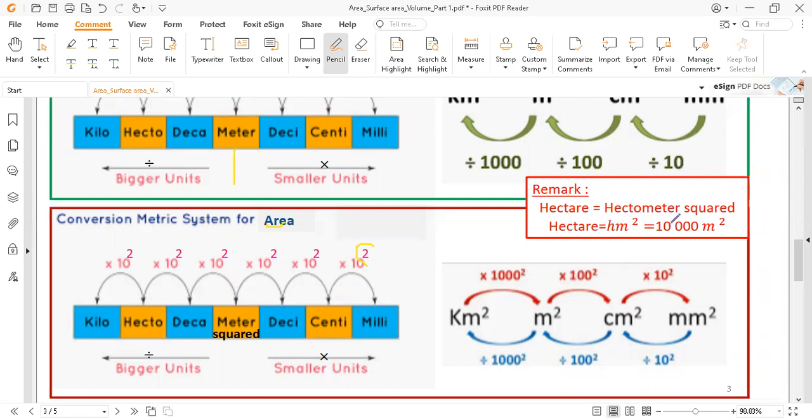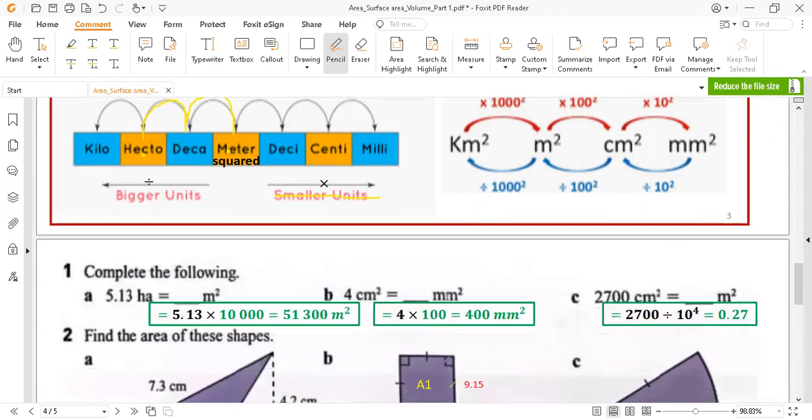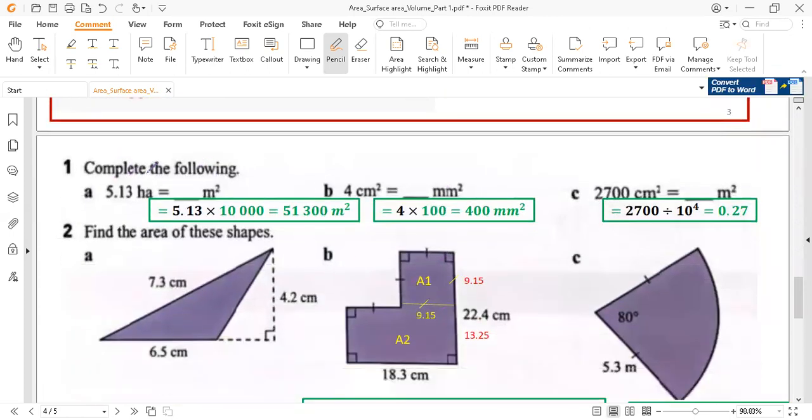So normally a hectometer squared is 10,000 meters squared, because we know the hectometer is 100 meters, so hectometer squared to meters squared, going to smaller units, we multiply by 10 squared, so 10 power 4. It is equivalent to 10,000 meters squared. Here they ask us to complete the following. We want to convert from one area unit to another, from hectare or hectometer squared to meters squared, we multiply by 10,000 or by 10 power 4.